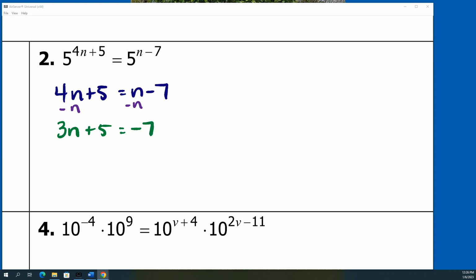And then from here, it's just 2 steps. One step is going to be to add or subtract, which in this case is going to be to subtract. And then the last step is going to be to divide.